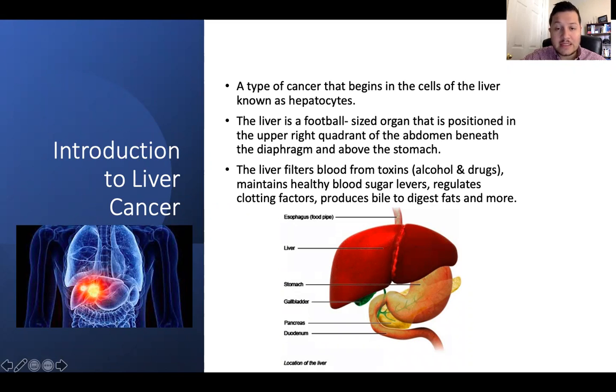The liver has a lot of different functions, but some of the functions that it is well known for is filtering blood from several toxins, whether they be drugs or alcohol. They maintain healthy blood sugar levels. They regulate clotting factors in the body, and they also produce bile that helps digest fats and several other things in the large intestines.